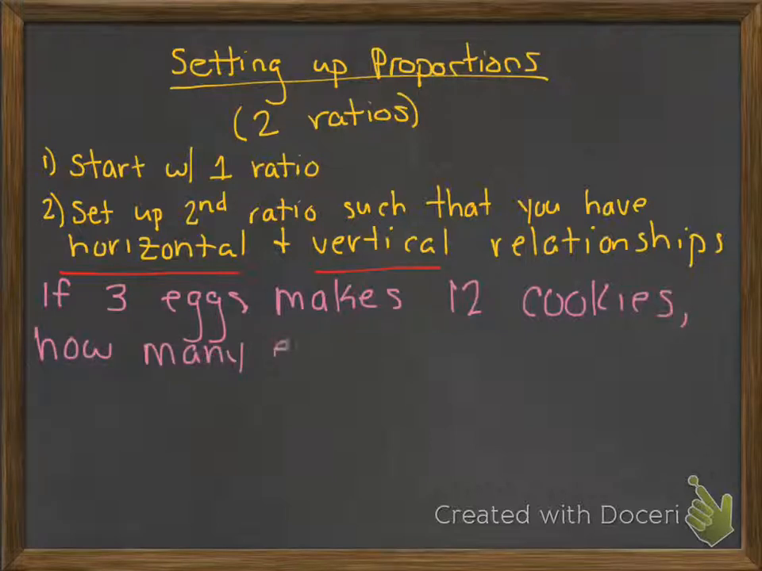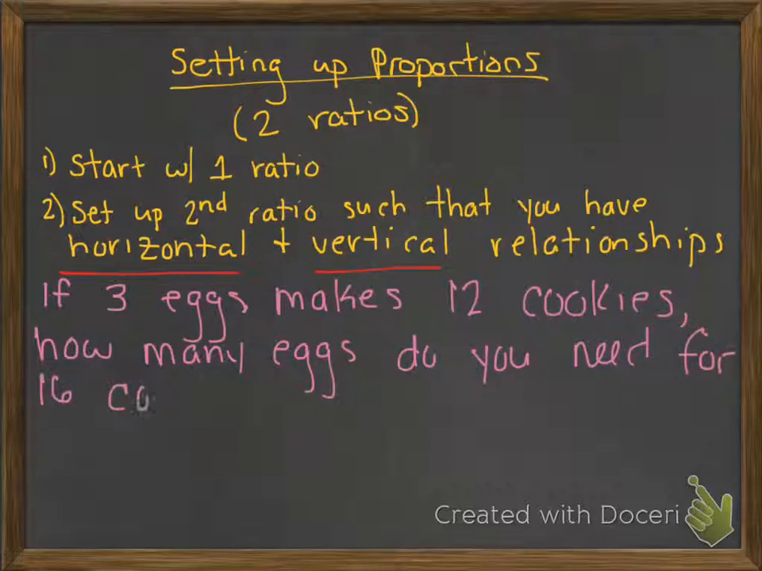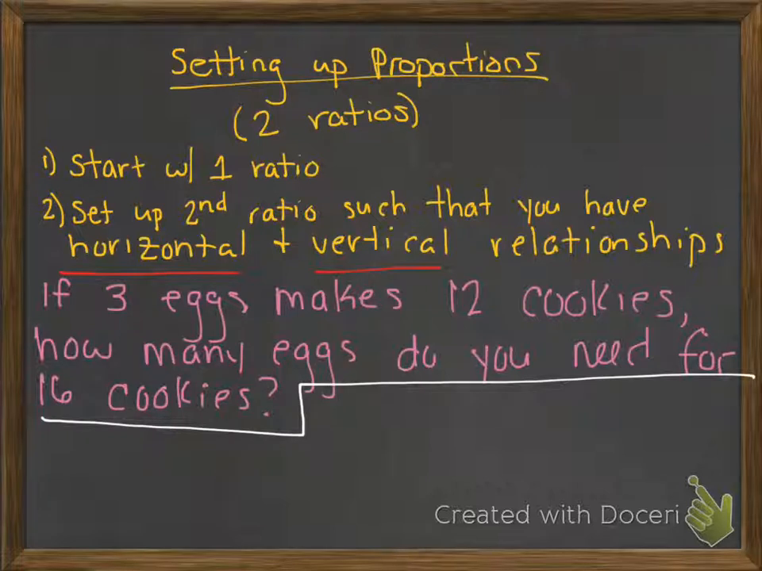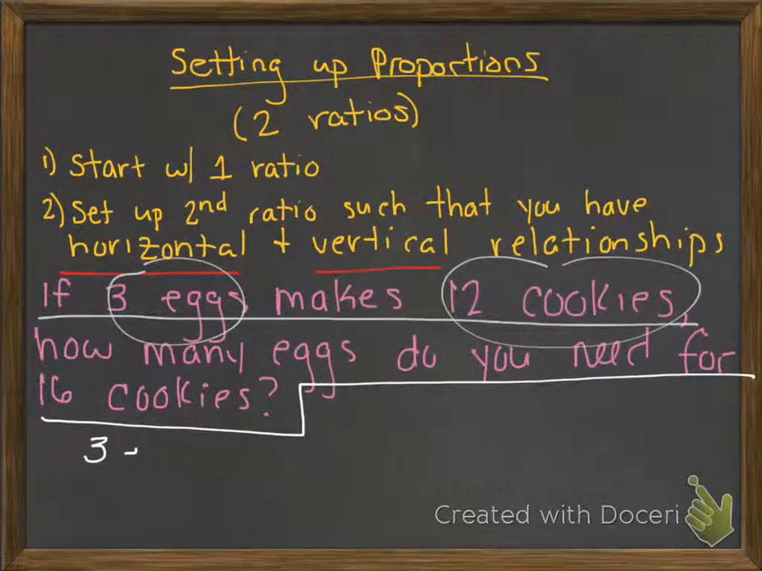Say I'm making some cookies for you guys, and I know that 3 eggs will give me 12 cookies. But say I have more than 12 kids in my class. I got 16 kids. So I need to know how many eggs I need to make 16 cookies. So start with your first ratio. So here, 3 eggs and 12 cookies are my first ratio. So I'm going to go ahead and set it up just like we just did. I'm going to take 3 eggs since it comes first, and I'm going to take 12 cookies since that comes second.